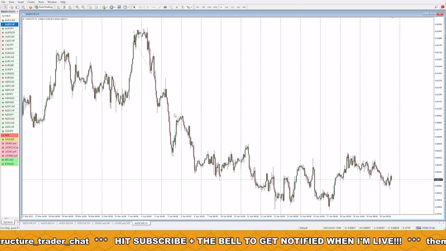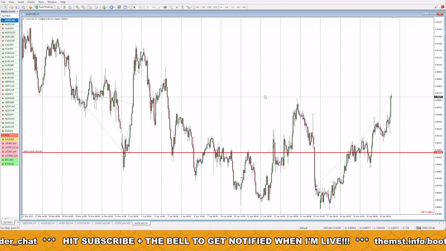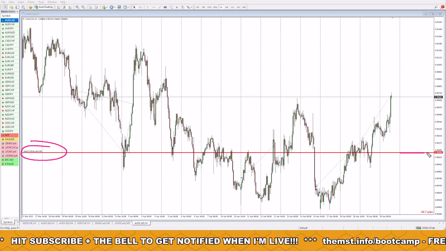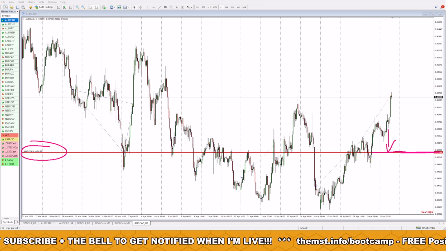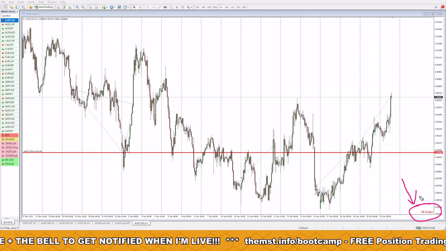So as you can see on this one, the Aussie dollar Swiss, I haven't got any trades on at all. If we switch back to the Aussie dollar CAD, you can see that I've got one position on at the moment, which is a sell. So it's drawn in red because it is a sell order. And you can see down in the bottom right-hand corner here, it shows the pip count.